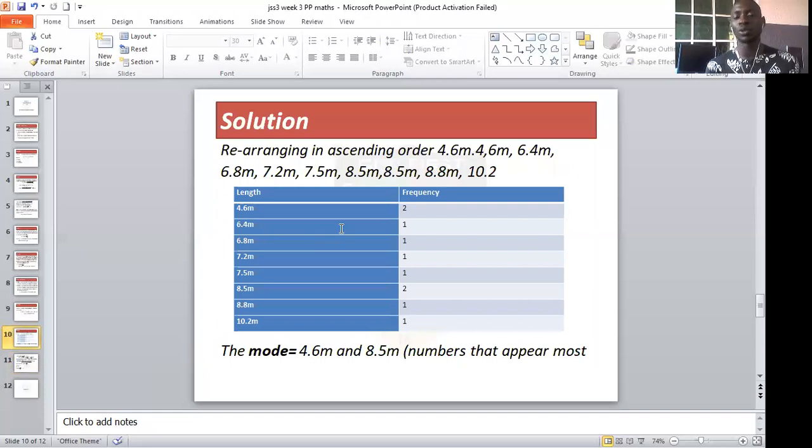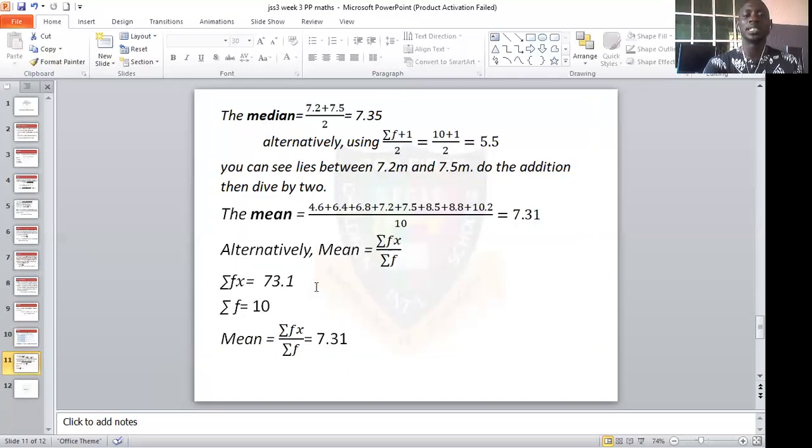4.6 times 2, 6.4 times 1, 6.8 times 1, 7.2 times 1, 7.5 times 1, 8.5 times 2, 8.8 times 1, 10.2 times 1 will give you 73.1. Please cross-check and solve it yourself.